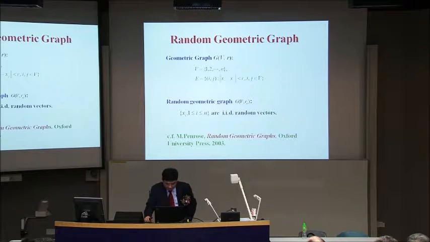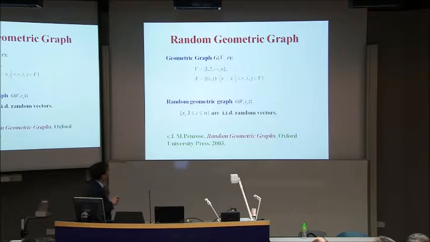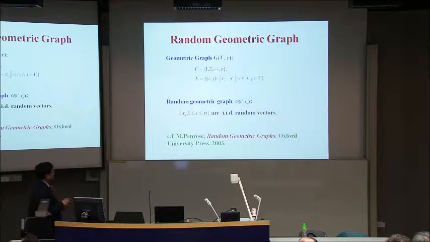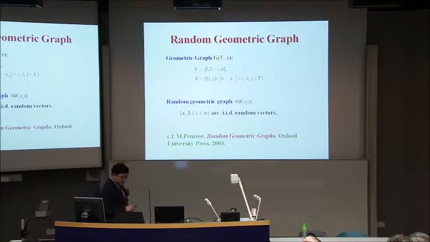Now, having introduced the random framework, let's have a look at the random geometric graph. The random geometric graph is defined like this. This is a geometric distance, okay? The vertices are 1 to n, and the edge set is defined like this. A random geometric graph is simply one where the X_i are i.i.d. random vectors or random variables.